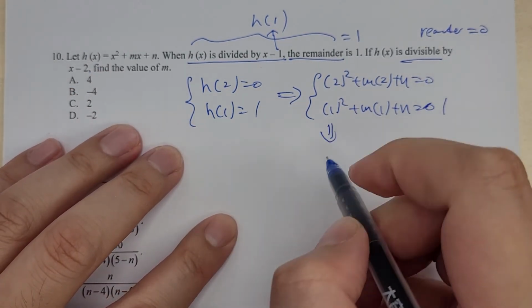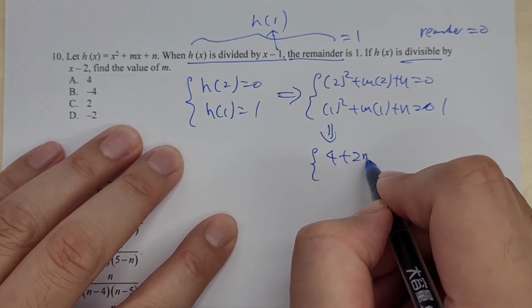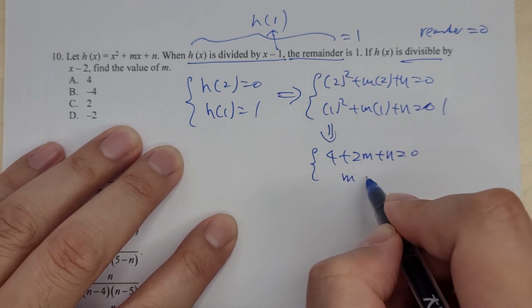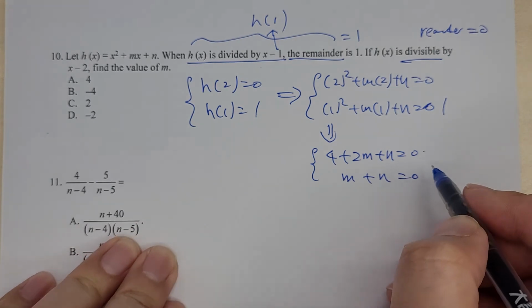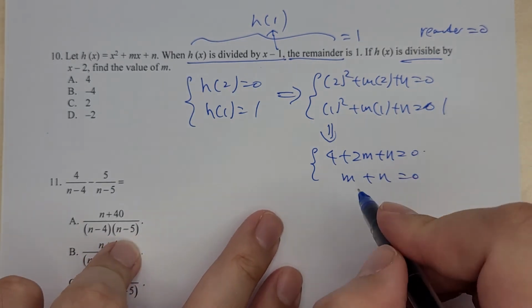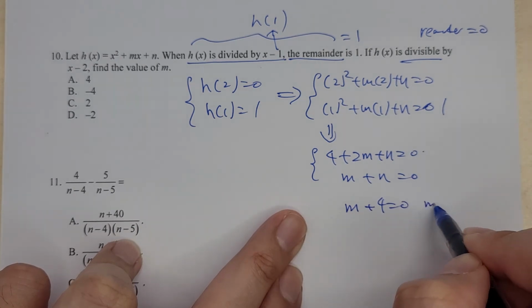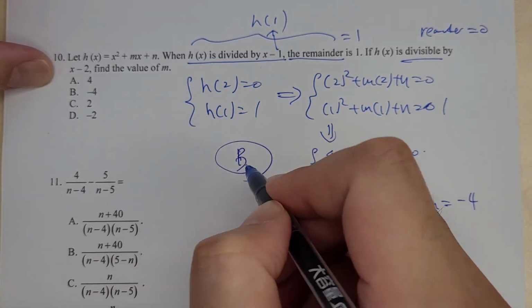So you get 4 plus 2m plus n equals 0, and then m plus n equals 1. Just take the difference here. So m plus 3 equals 0... m equals negative 4. So the answer is B, B for boy.